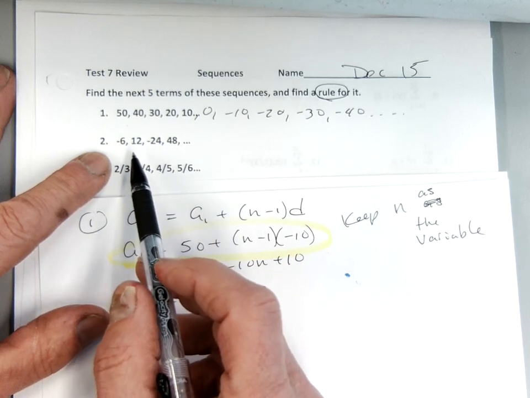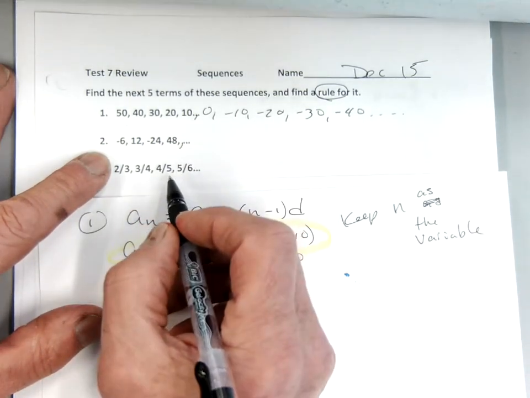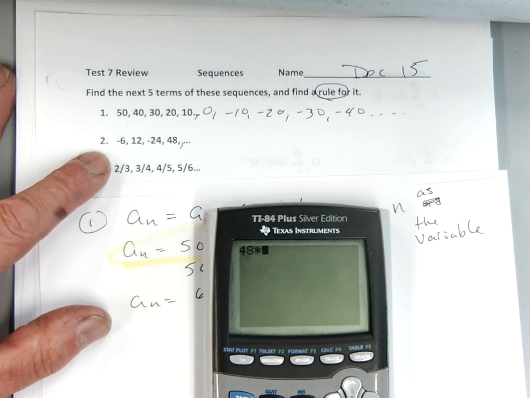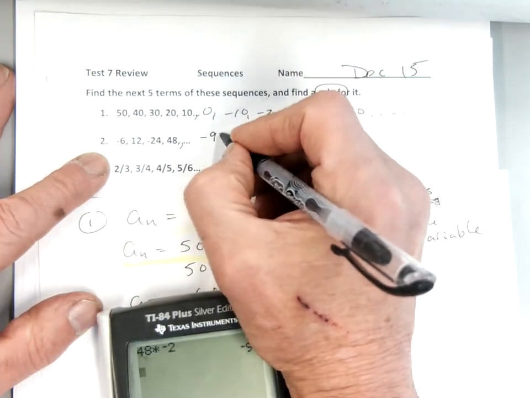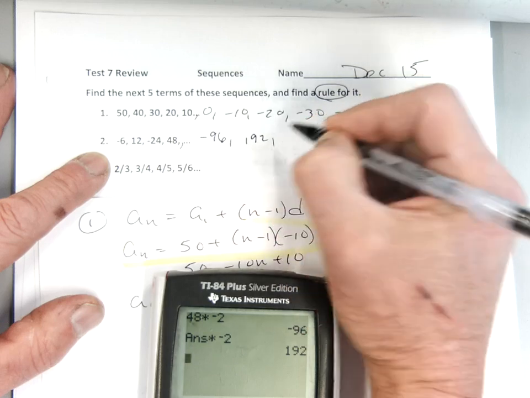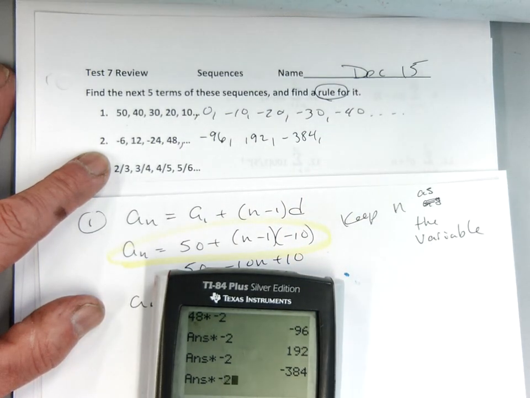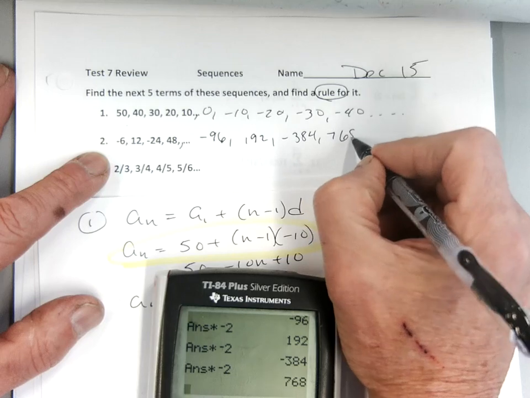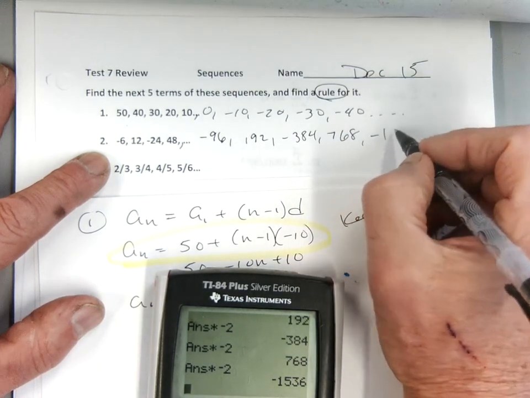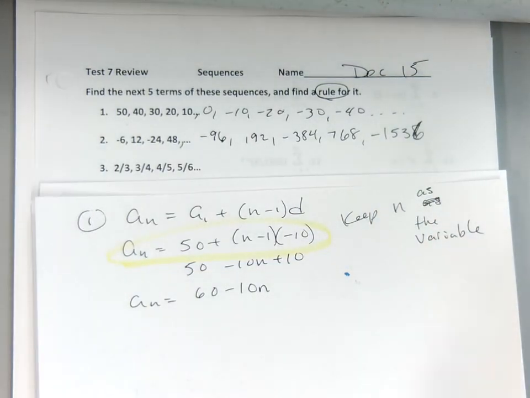So again, is it arithmetic or geometric? Well, I think I'm multiplying by negative 2, aren't I? So I'm just going to go 48 times negative 2. I get negative 96, times negative 2, 192, times negative 2, negative 384, times negative 2, positive 768. 1, 2, 3, 4. I need one more. Times negative 2, I get negative 1,536. Okay? Now, that was easy, right? So the first part of this should be easy.